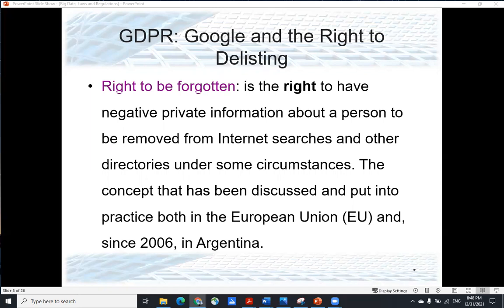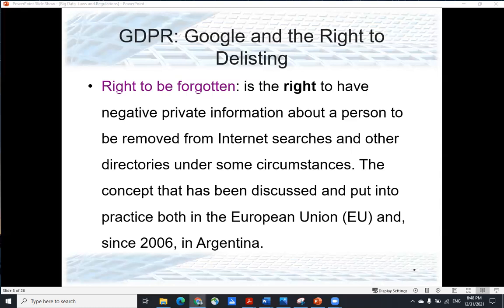So the concept has been discussed and put into practice both in the European Union and in Argentina, for example, since 2006. So this right to erasure or right to be forgotten is in Article 17 under the GDPR. And if you read that, it talks about the data subject shall have the right to obtain from the controller the erasure of personal data concerning him or her without undue delay, and the controller shall have the obligation to erase the personal data without undue delay, where one of the following grounds applies. So there are some conditions to this.